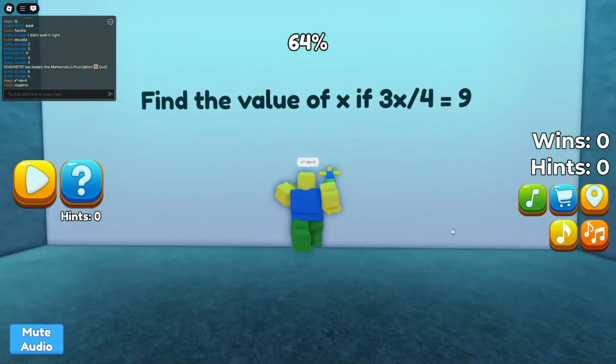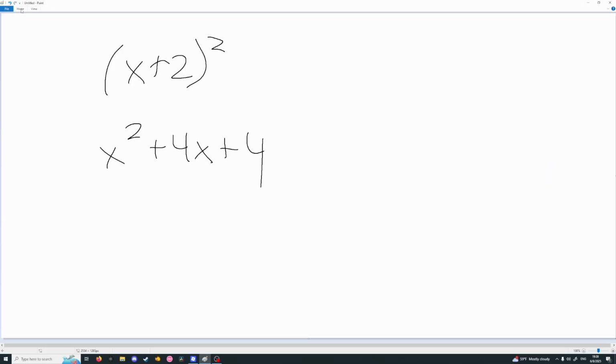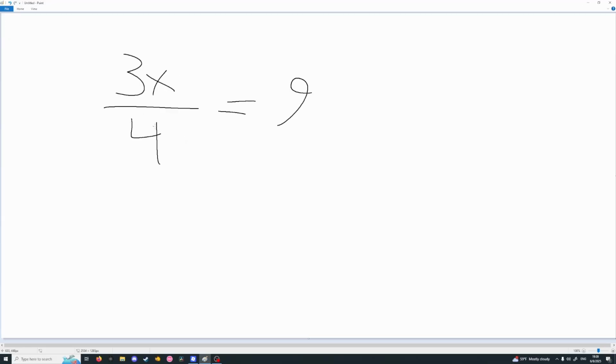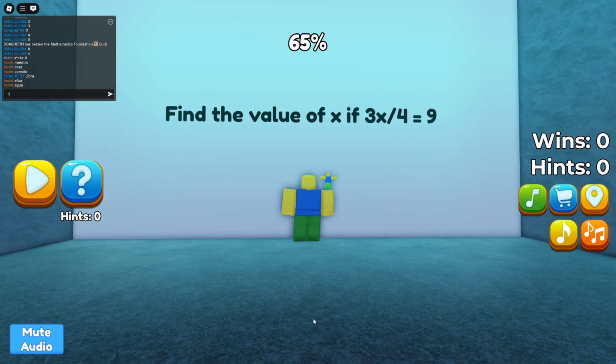Yeah, okay. Find the value of x if 3x divided by 4 equals 9. We're trying to find x. So let's just times by 4 on each side here. So these two cancel. We get 3x equals 36. Divided by 3, x equals 12. Shabam.